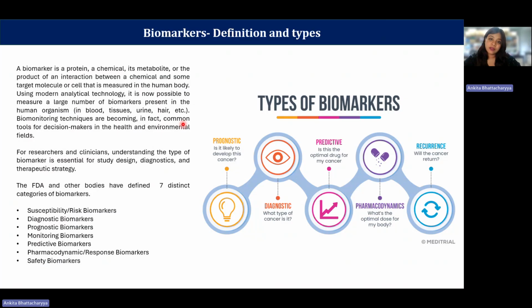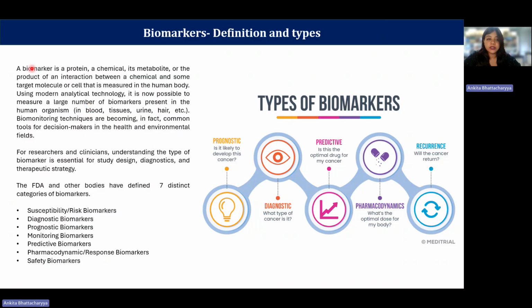So with this generic layman language background, I'm going to move forward and we're going to go into technicalities, understand definitions, and understand what is actually the translatability or the clinical applications of these techniques that we are talking about.